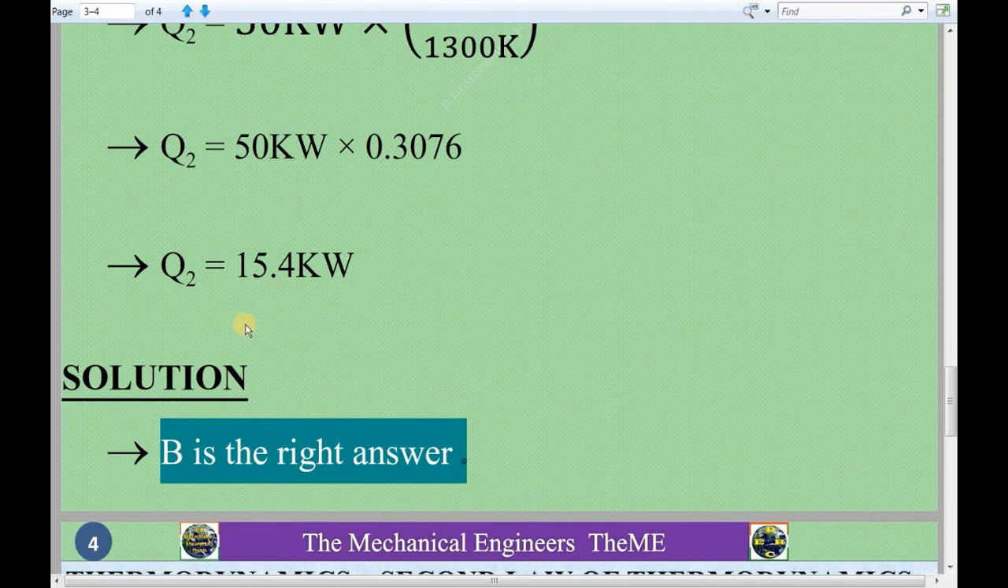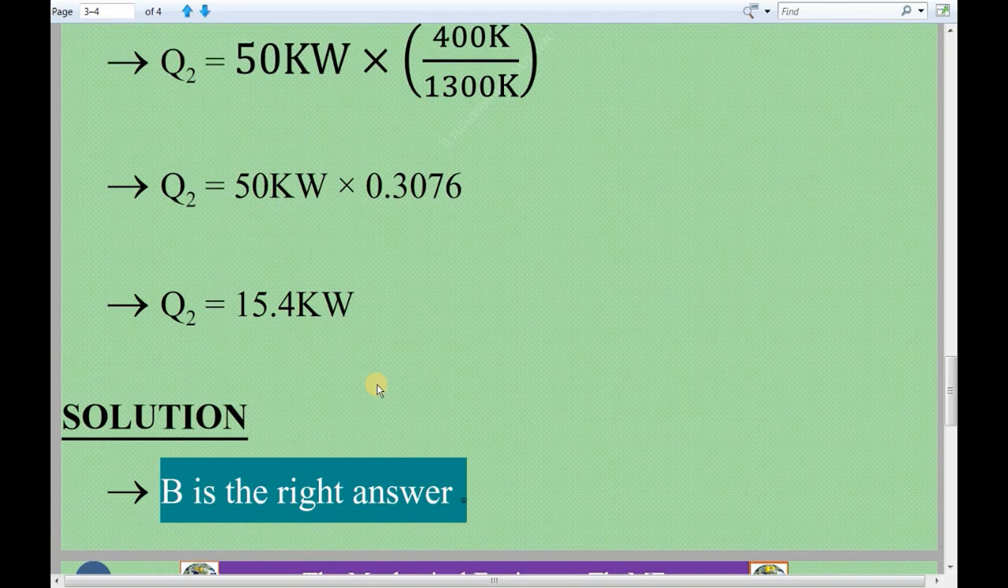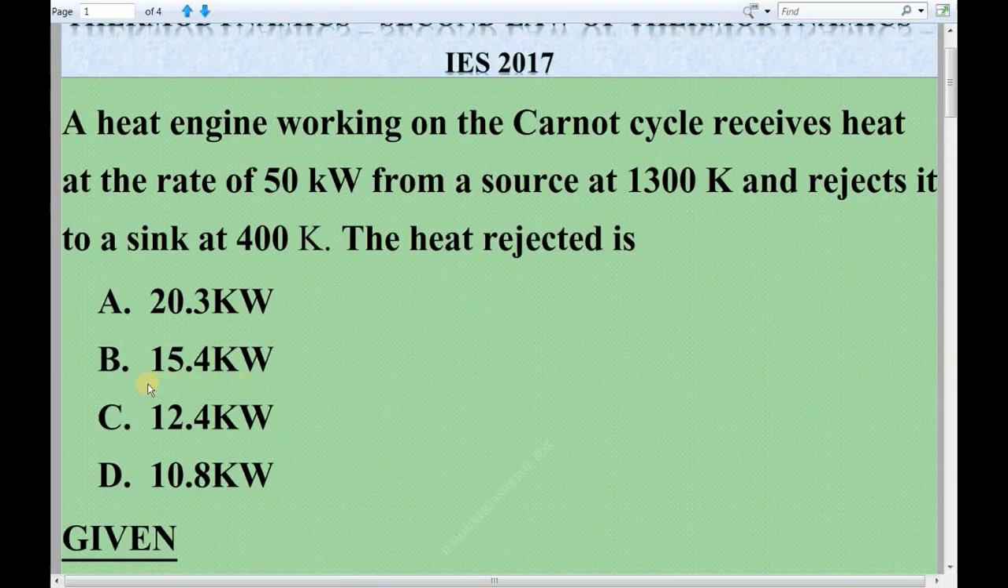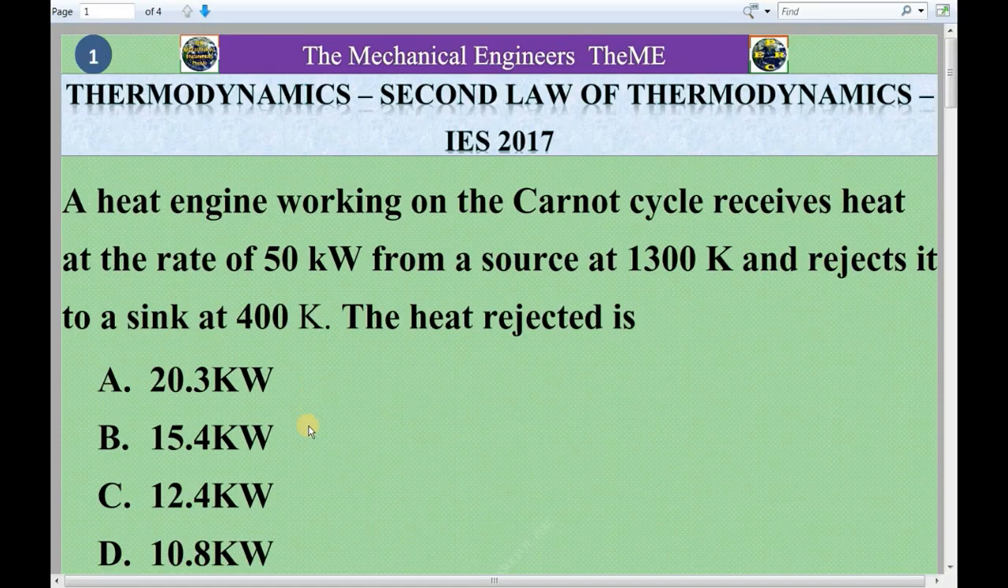Okay. So Q2 is equal to 15.4 kilowatt is nothing but the amount of heat rejected to the sink. So the solution is B is the right answer. You can see here among these four options, B holds the value of 15.4 kilowatt. So the correct option for this question is B.